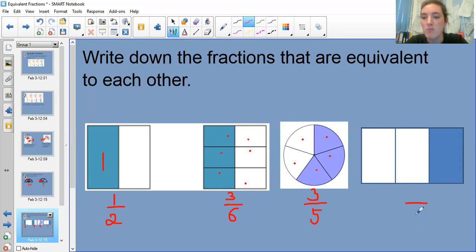1, 2, 3, there's 3 parts in total. Okay, and 1 part is shaded in blue. Okay, so 1/3 of the shape is blue.